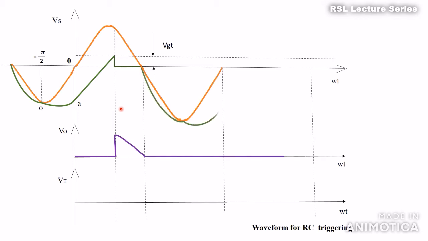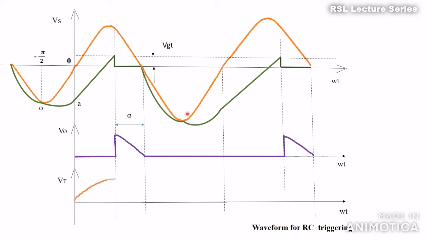During the negative half cycle, the diode D1 connected to the gate terminal will not allow conduction, so the SCR will be reverse biased. Again during the next positive half cycle, the capacitor will charge and the SCR will be triggered. Now VT is the voltage across the SCR and alpha is the firing angle.